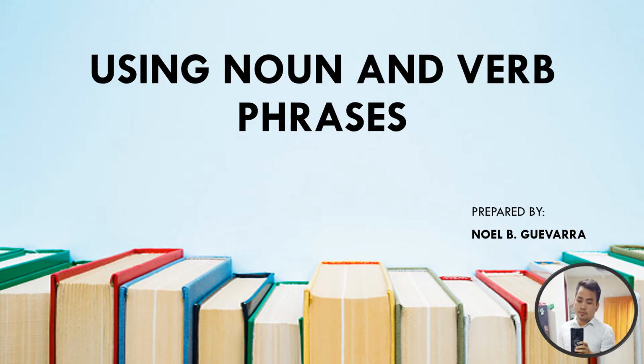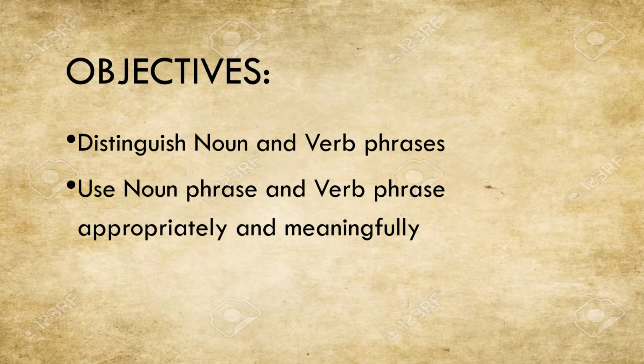Our topic for today is using noun and verb phrases. Before we proceed with the lesson, here are the objectives we aim to achieve at the end of this video. First, distinguish noun and verb phrases. Second, use noun phrase and verb phrase appropriately and meaningfully. Okay, I know you are all excited, so let's start.